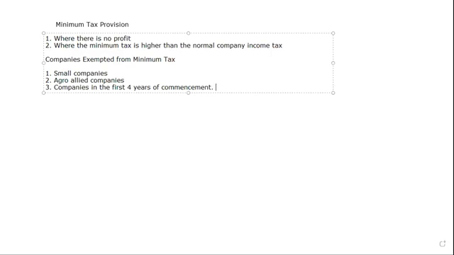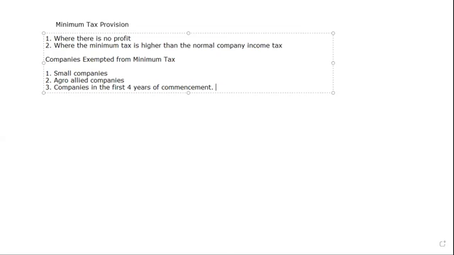Excuse me, sir. Go ahead. Where there is no profit, is it possible? I didn't get you. This number one, minimum tax provision. Number one, where there is no profit. You are not audible. I'm not getting what you are saying. What's the issue with it? How is it applicable? I didn't get your explanation.